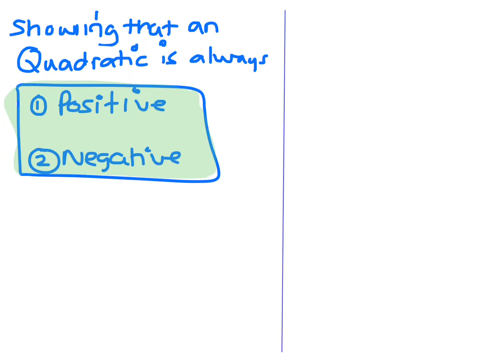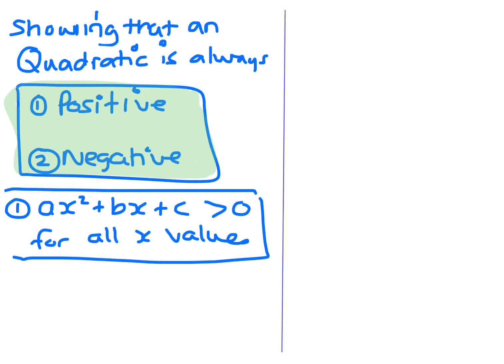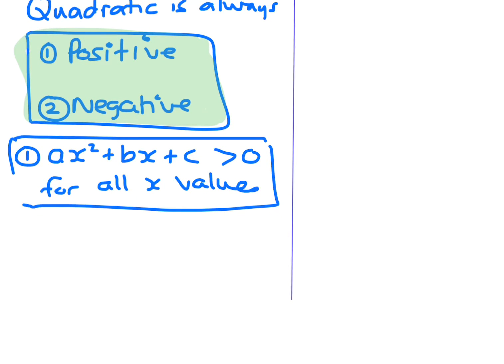Okay, to show that a quadratic, like x squared plus bx plus c, so anything in that form, is always positive for all x values. There's actually a couple of different methods of doing this, but if you are using the discriminant, then what you need to do is look at what type of roots you would have if this was to happen.